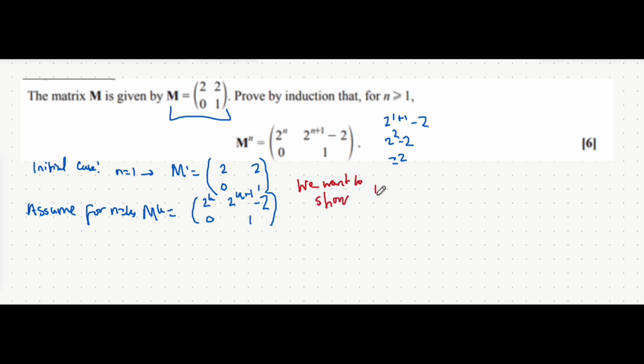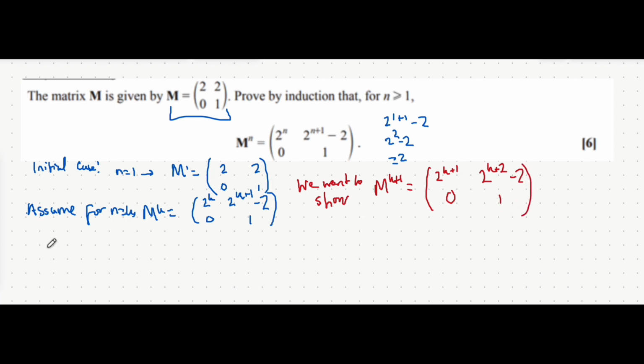We want to show that m to the power of k plus 1 is equal to everything here when you replace n with k plus 1. So instead of 2 to the power of n, we're going to have 2 to the power of k plus 1. Now here, when we make n equal to k plus 1, it'll be k plus 1 plus 1. So it'll be 2 to the power of k plus 2, all take away 2. And then this term here will be 1.